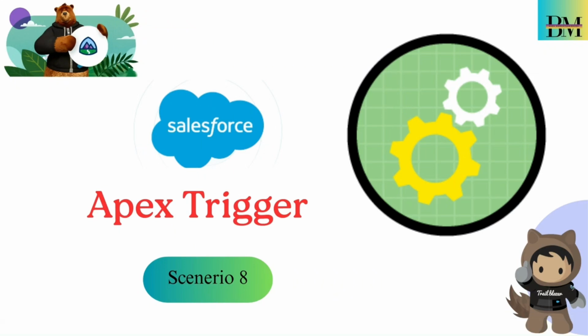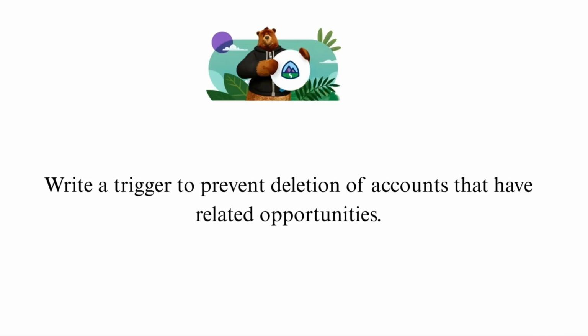So today I am back with another trigger scenario based question. So let's discuss our scenario first. Write a trigger to prevent deletion of accounts that have related opportunities. So without wasting more time, let's start our coding.